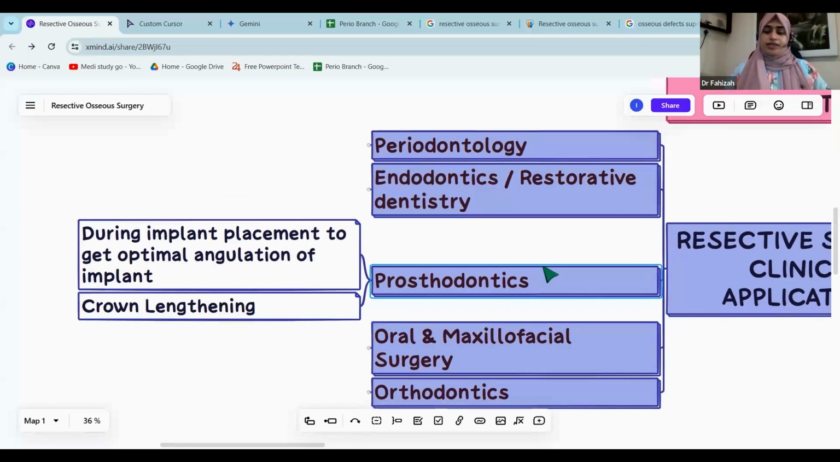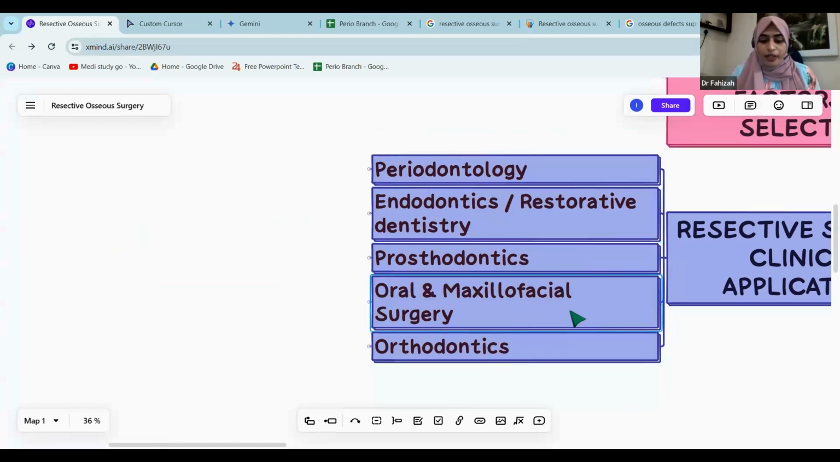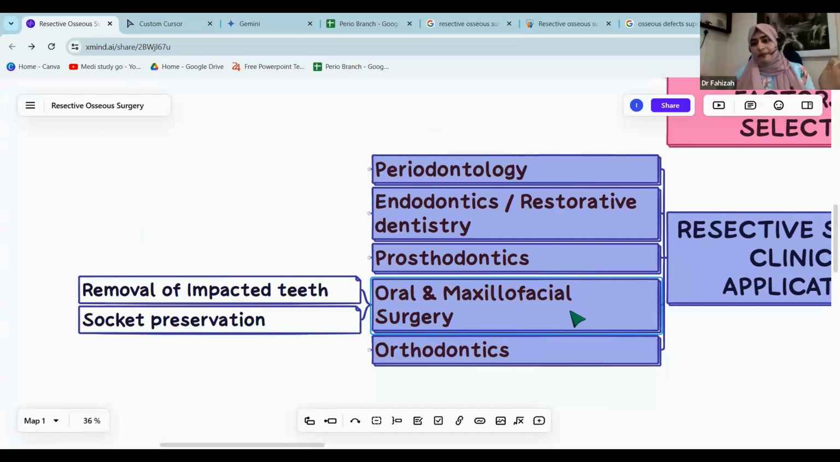Coming to prosthodontics, implant placement. We need to do some removal of the bone while placing the implant. Probably bone augmentation. If you want to add extra bone around the implant, all that happens. Then crown lengthening. When you're placing the crowns, if there is not enough space, you remove a little bit of the bone around the tooth, and then you place the crowns. So prosthodontics. Coming to oral and maxillofacial, removal of impacted teeth.